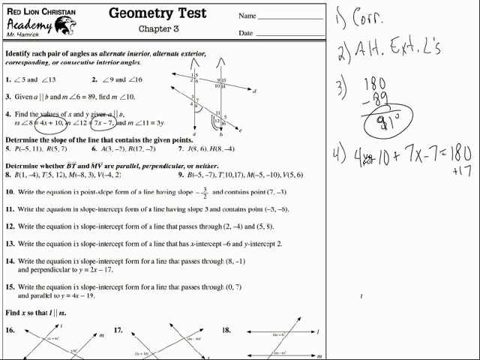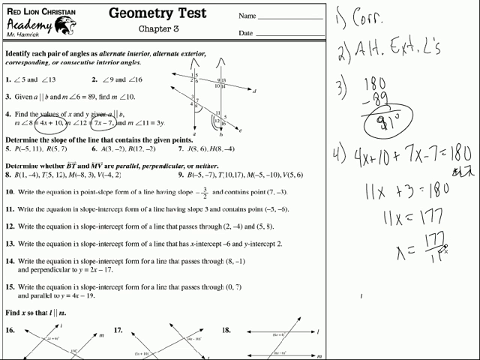So anyway, what do we got? 4x plus, that's still 11x, and this is going to be a plus 3, isn't it? Yeah? Okay, and that equals 180. Subtract a 3, so 11x equals 177. So x equals 177 over 11.